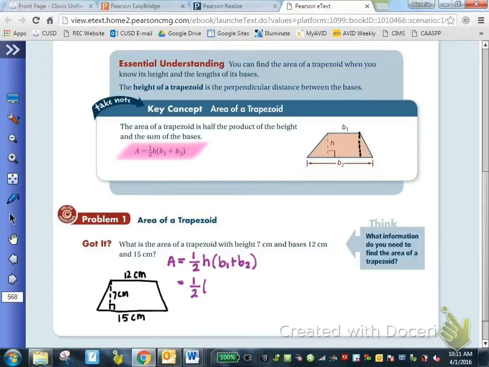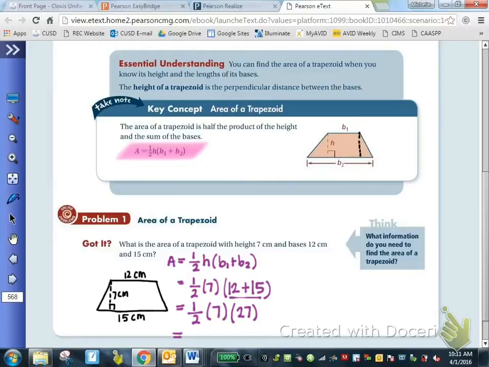Ladies and gentlemen, what is the height? 7 times. Base 1 is usually the shortest one, so what would be base 1? 12. Plus, what would be base 2? The order doesn't really matter. So it doesn't matter which one you plug in for base 1 or base 2. Okay, order of operations say that we do which operation first? Parentheses. So in my parentheses, I have 12 plus 15. So this is going to be 1/2 times 7 times 27.